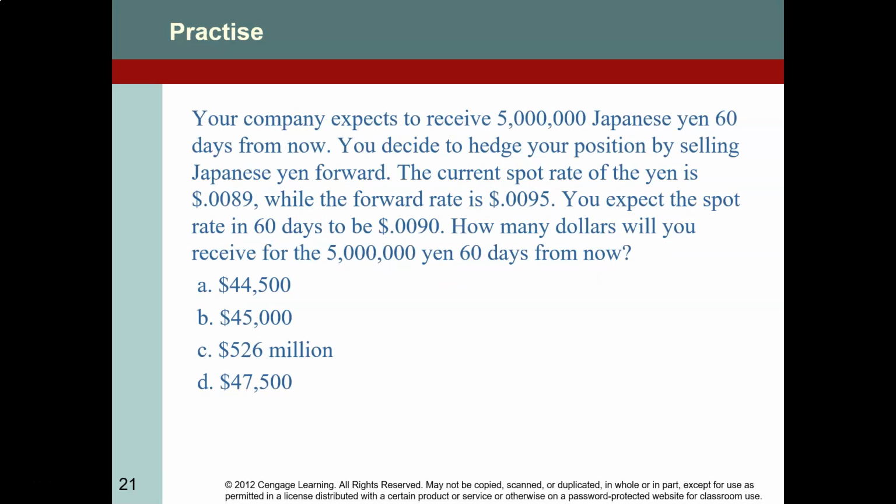Next practice. Your company expects to receive 5 million Japanese yen 60 days from now. You decided to hedge your position by selling Japanese yen forward. The current spot rate of the yen is $0.0089, while the forward rate is $0.0095. You expect the spot rate in 60 days to be $0.009. How many dollars will you receive for the 5 million yen 60 days from now? Think about it. Resume the video when you have finished.